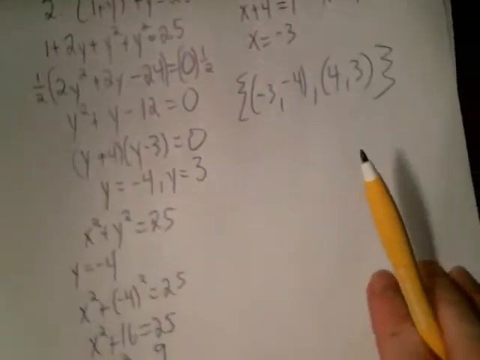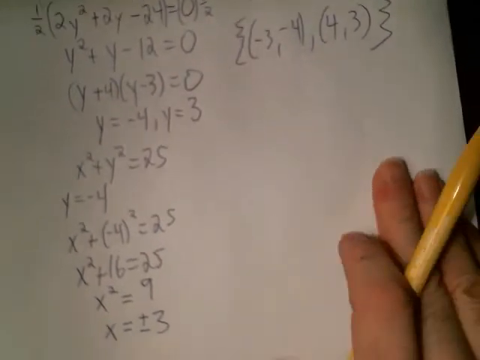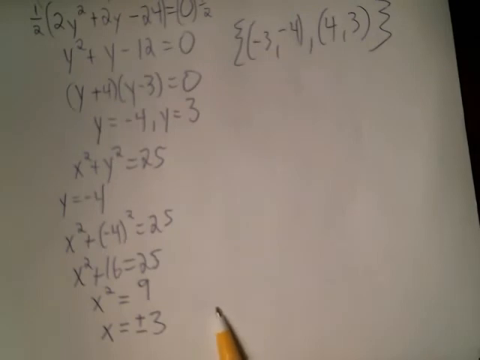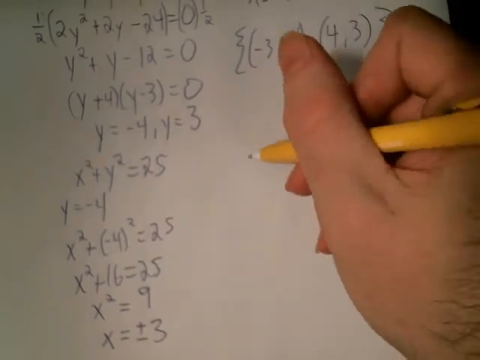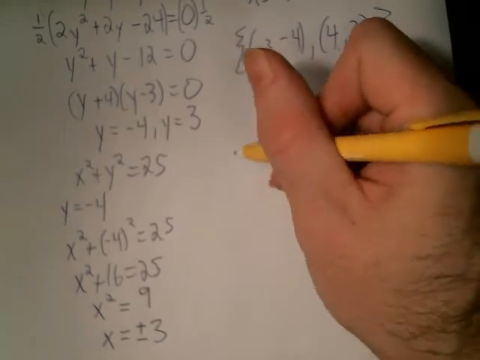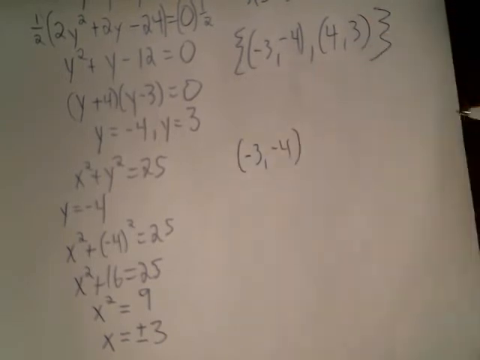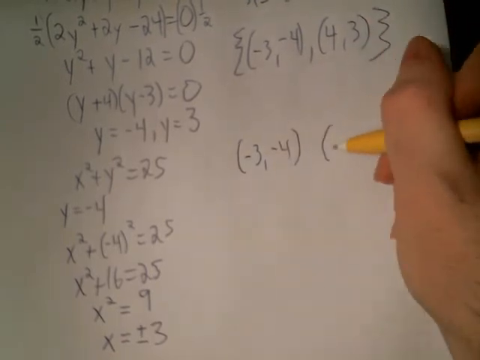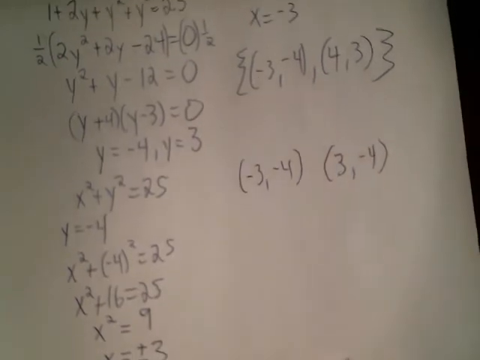If you're ever stuck in a case where your life depends on you being able to solve something like this, check your solutions in the original equations. So certainly I'm sure (-3, -4) works, but then what was the other solution? (3, -4) from this, does it work?